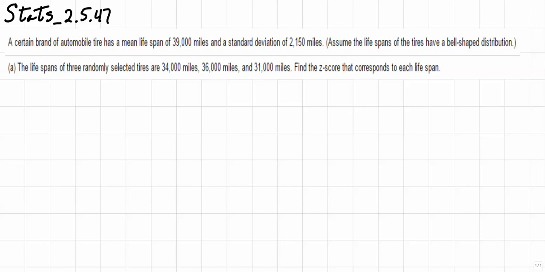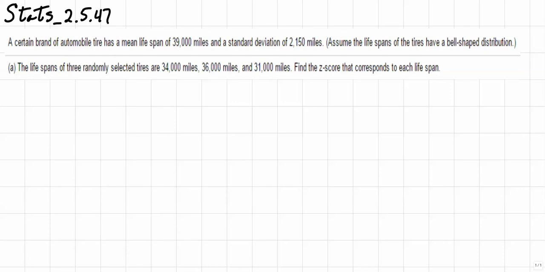A certain brand of automobile tire has a mean lifespan of 39,000 miles and a standard deviation of 2,150 miles. Assume the lifespans of the tires have a bell-shaped distribution. A. The lifespans of 3 randomly selected tires are 34,000 miles, 36,000 miles, and 31,000 miles. Find the z-score that corresponds to each lifespan.